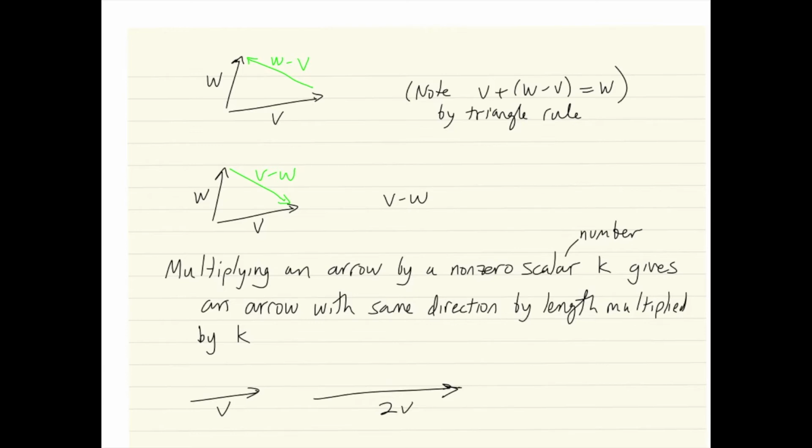So, for example, if k is 2, then here's a vector v, an arrow that starts here and ends there, and then 2 times v is an arrow in the same direction. It doesn't have to start and end at the points where v starts or ends, but its length is multiplied by 2.